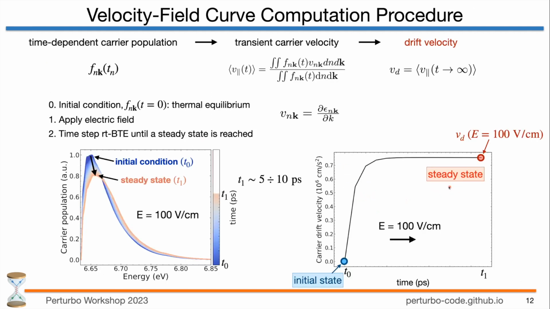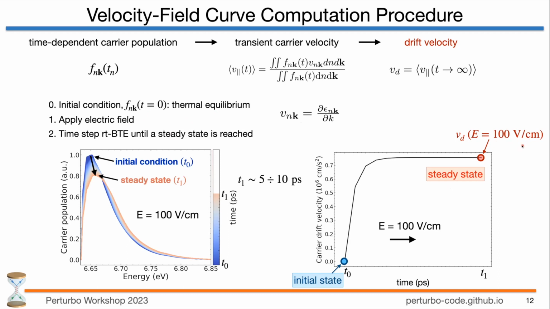So once this approach is implemented in Perturbo, I would like to show you a procedure for how you can compute such velocity-field curves or other non-equilibrium dynamics using Perturbo. In these simulations, our goal is to obtain the drift velocity as a function of the electric field. Here we start with the initial condition. We start with the occupation functions at thermal equilibrium. Then we apply some value of the electric field. In this case, it will be 100 volt per centimeter.